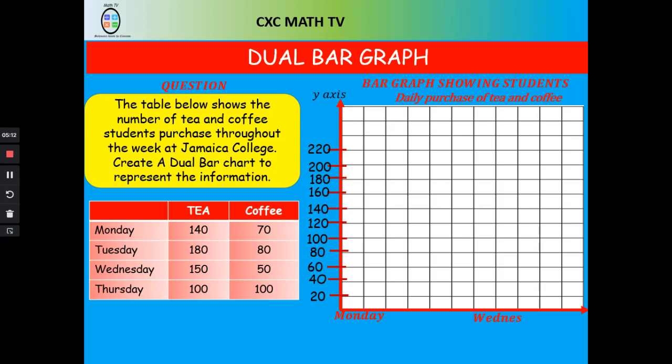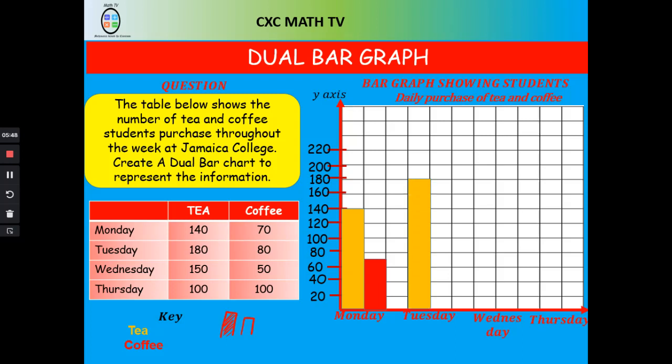But we need to differentiate which bar is for tea and which bar is for coffee. So we're going to use different colors now. So look, we're going to have a key. We're going to let the yellow be tea and the red be coffee. So the yellow bar goes up to 140 for tea, the red bar goes up to 70 for coffee. We'll do the same, so we color differentiate it. You can also differentiate it by using lines inside of the bar for tea, and then the next one is plain. It doesn't matter how you differentiate it.